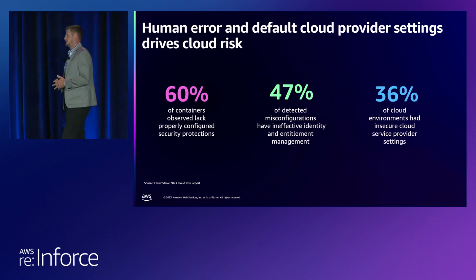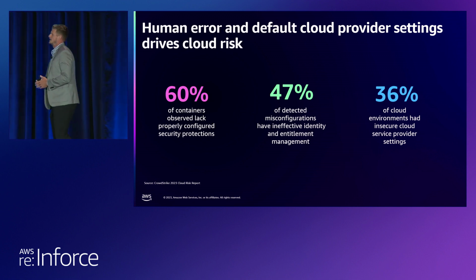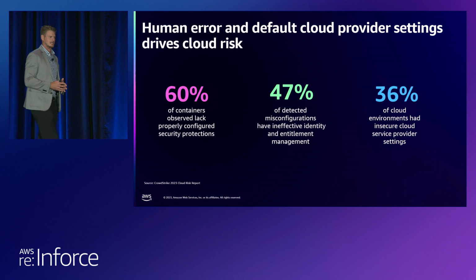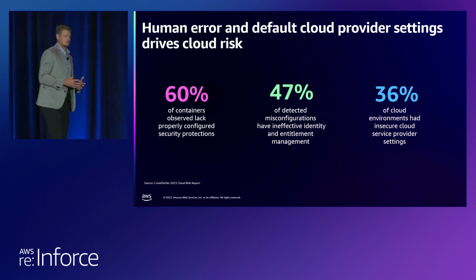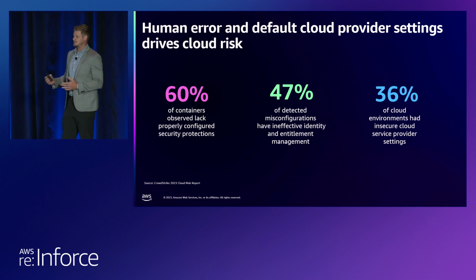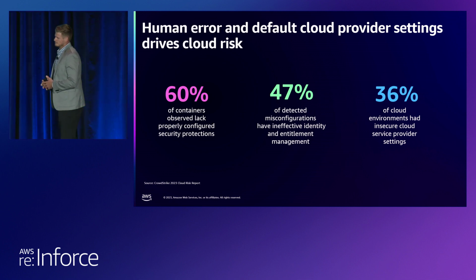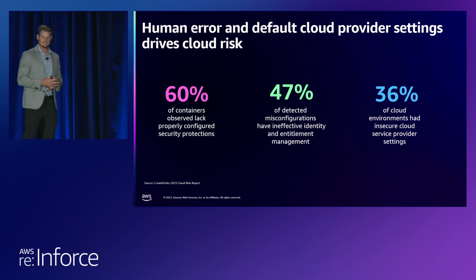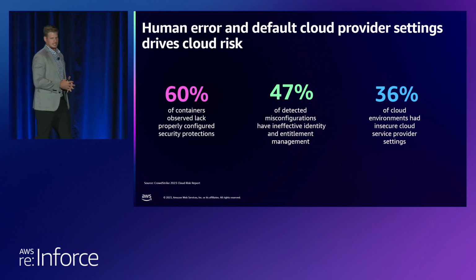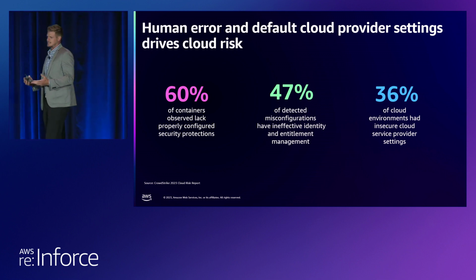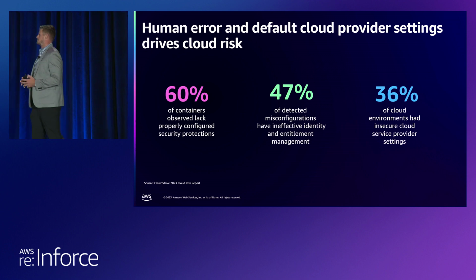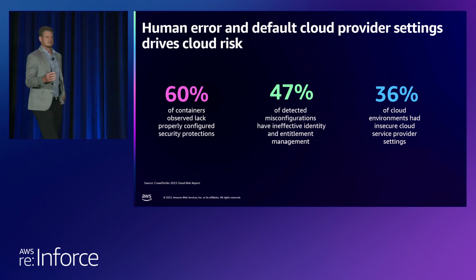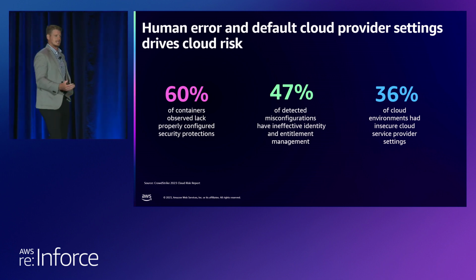So next is human error. Obviously, we are humans, we make mistakes. There are cloud provider settings that we've found aren't secure by default, and what we saw as we went through this is that 60% of containers actually lack properly configured security settings. And from there, 47% of these detected misconfigurations involve some sort of ineffective identity and entitlement management.